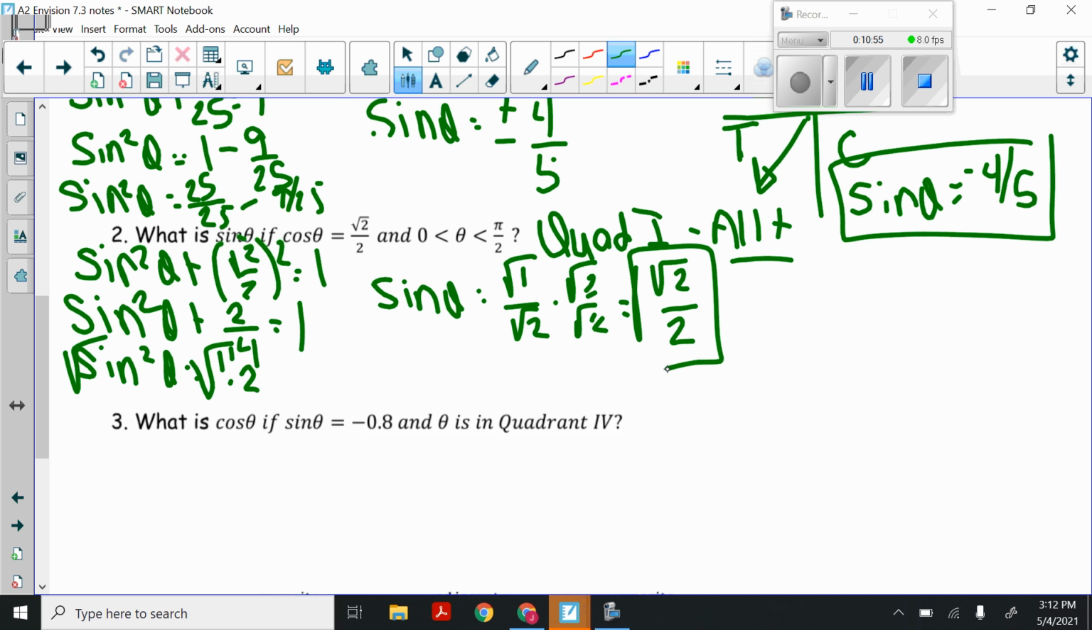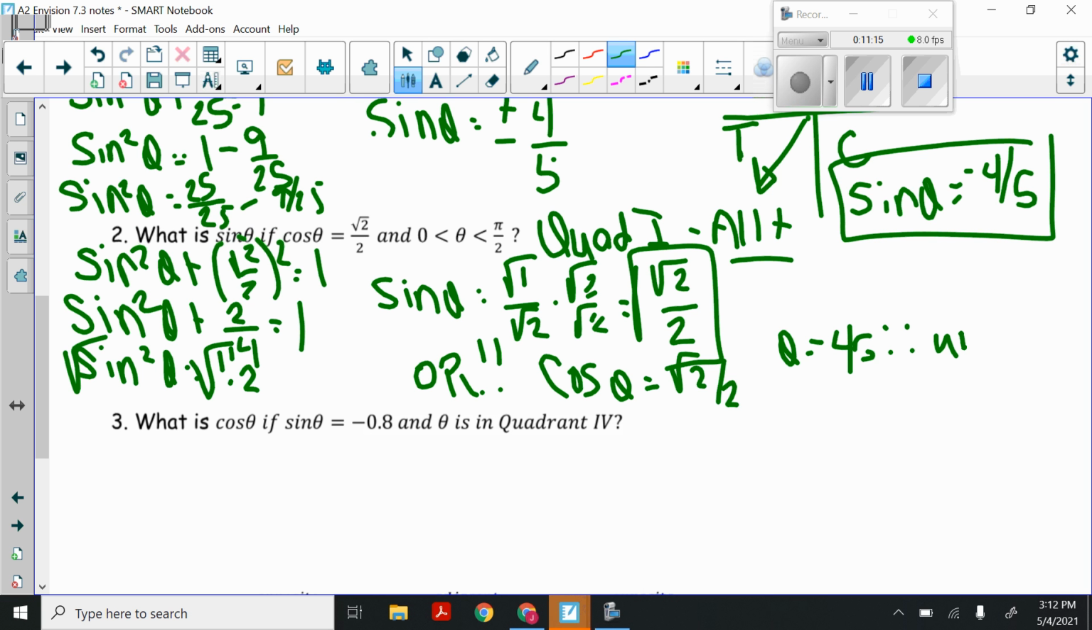Or I could look at my unit circle. If I know that the cosine of theta is the square root of 2 over 2, and I'm in quadrant 1, I know I'm looking at theta is equal to 45 degrees.